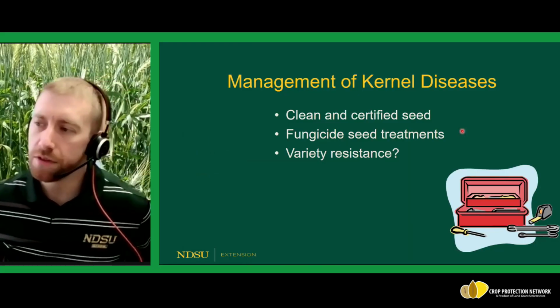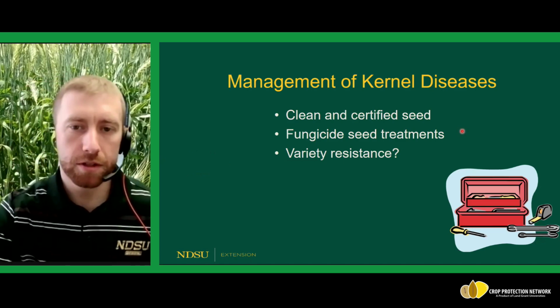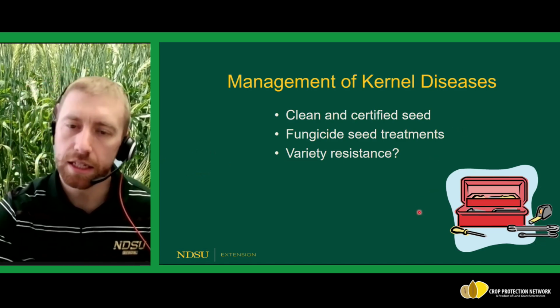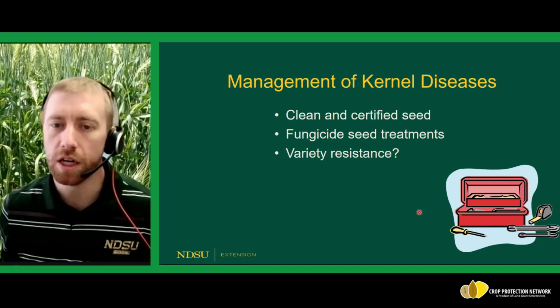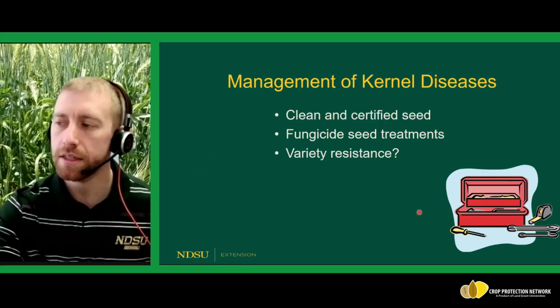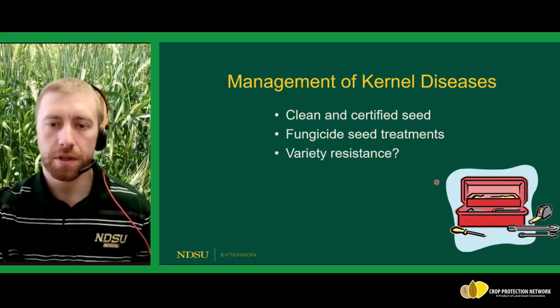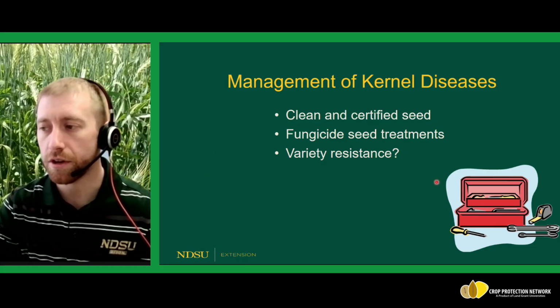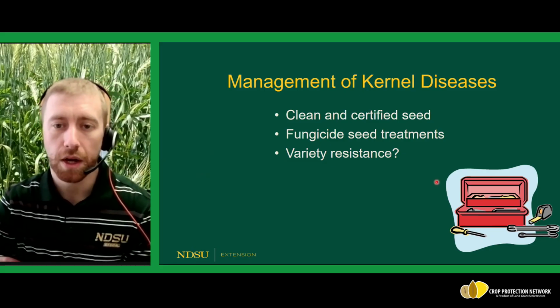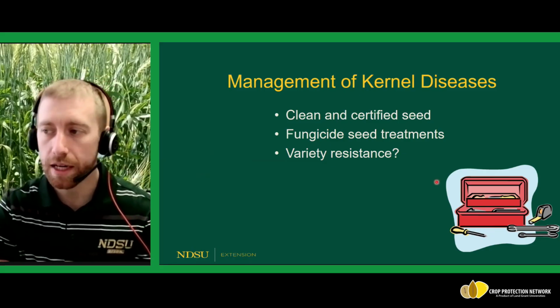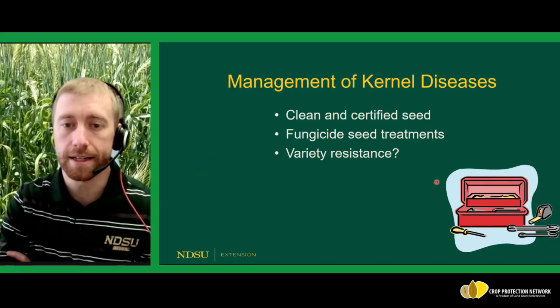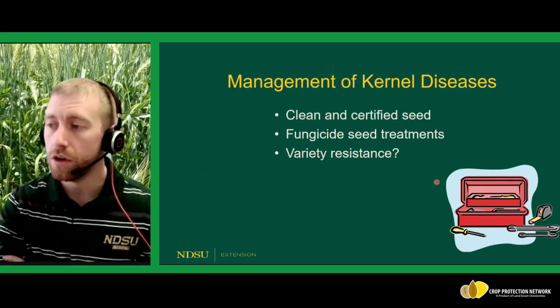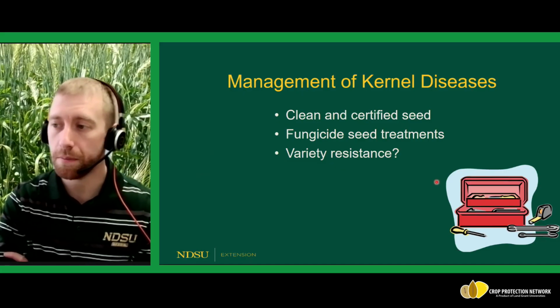So what is the management of kernel diseases? First and foremost, clean and certified seed is always what we practice to help avoid some of these kernel diseases. Fungicide seed treatments work very well, especially on loose smut, and are one of our primary management tools to really reduce any impacts from that. They don't work as well on, for example, ergot bodies, which they don't have much of an impact on.